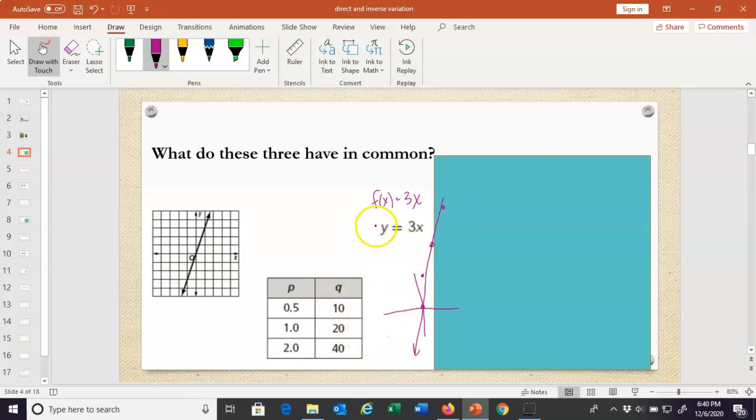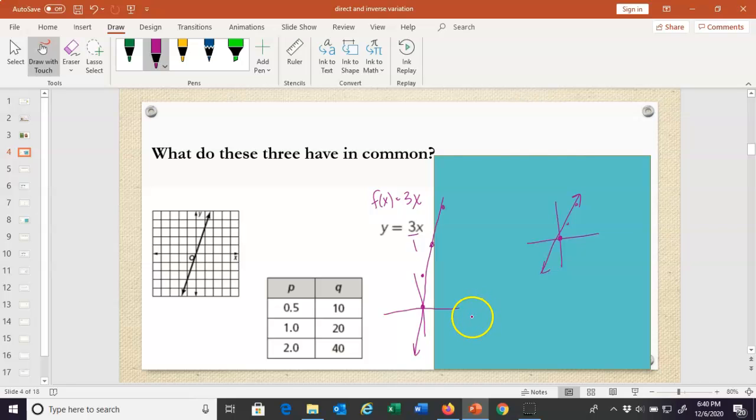All right, let's look at this second one here, y equals 3x. If we were to graph y equals 3x, the y-intercept is 0, because there's no value here, so it's going to go through 0, 0. And the slope is 3 over 1, so up 3 over 1. Approximately like that. So what do all of these three have in common?